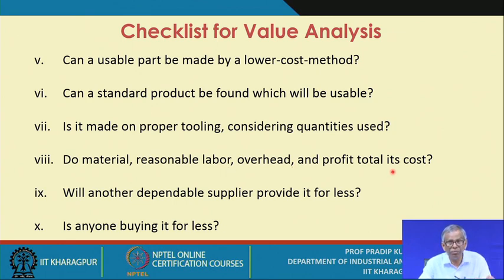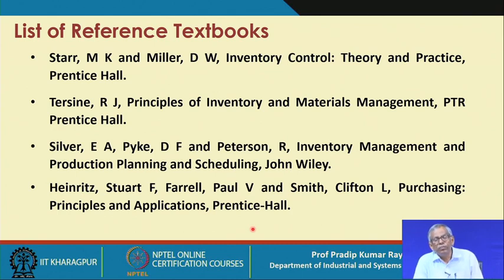Is there any cost element you are missing right now? Will another dependable supplier provide it for less? That means whenever you talk about material substitution, is anyone buying it for less? That means you must have knowledge about its market, the product's market. Who are your competitors and at which price are your competitors selling the same product? With this knowledge, you are now in a position to analyze a particular situation, and obviously in the next lecture sessions we'll be referring to a case study. So thank you.